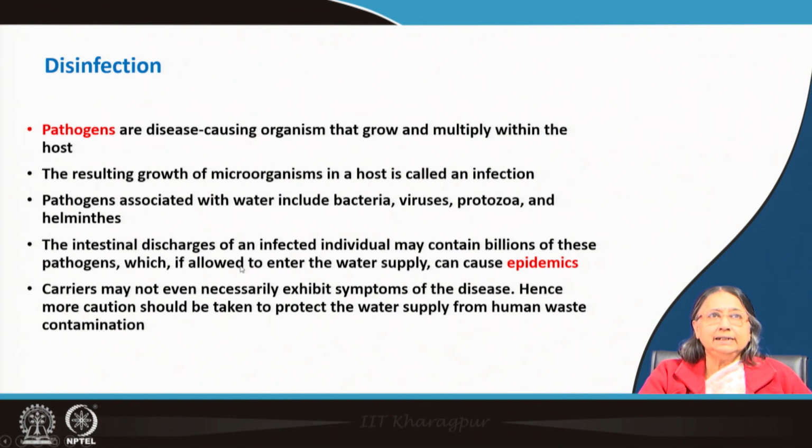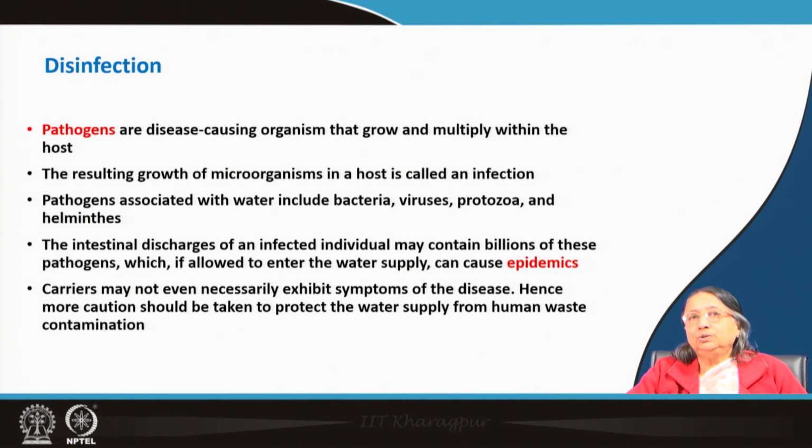The intestinal discharges of an infected individual may contain billions of these pathogens, which, if allowed to enter the water supply, can cause epidemics. We know epidemics, pandemics, and also endemic; these are the three types. Carriers may not necessarily exhibit symptoms; asymptomatic means there is no symptom. Hence more caution should be taken to protect the water.